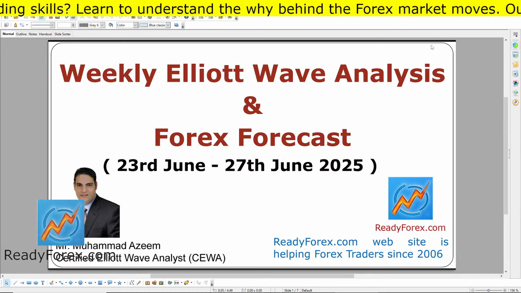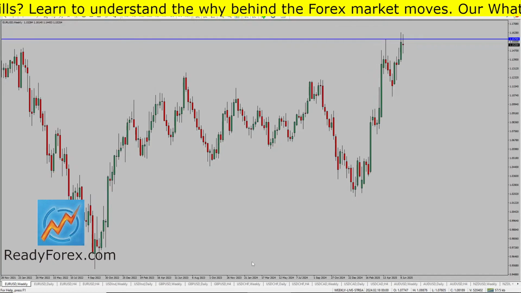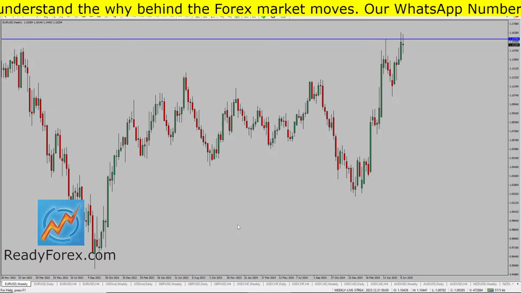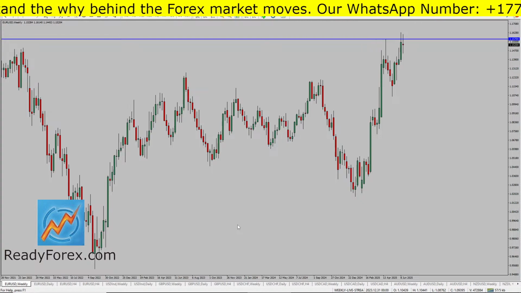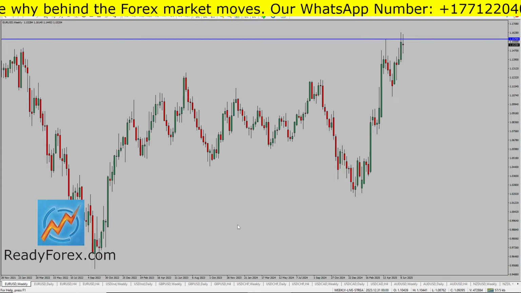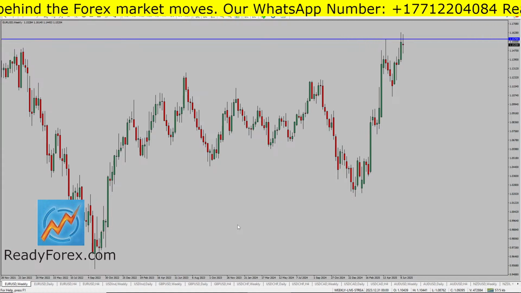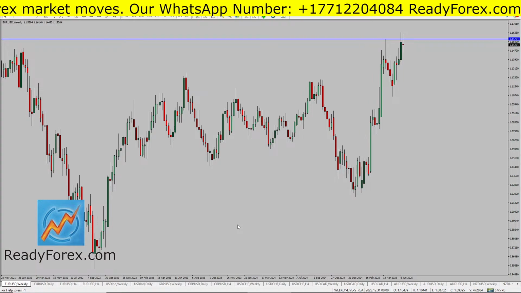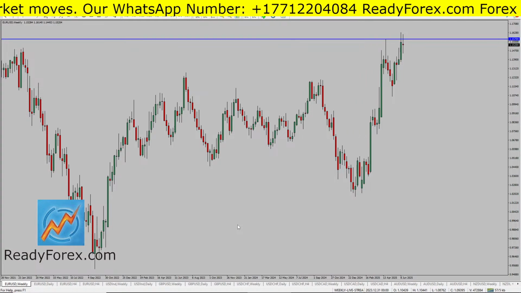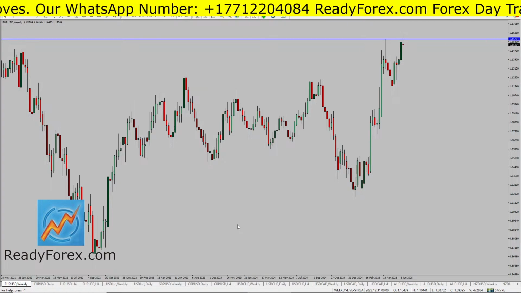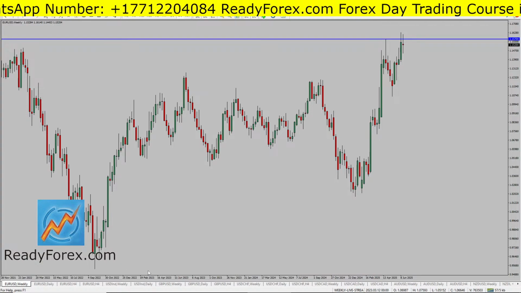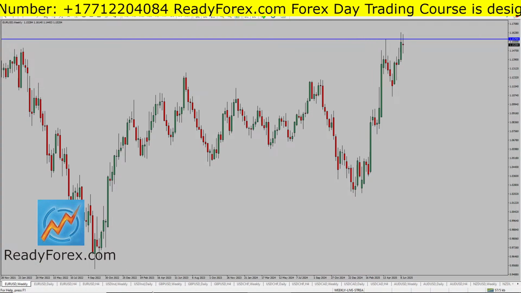Now let's go over to the price charts. I'm going to start my analysis with the euro dollar currency pair on the weekly time frame. Right now you see we've got this weekly time frame of the euro dollar currency pair. I want to make sure that everything is fine.